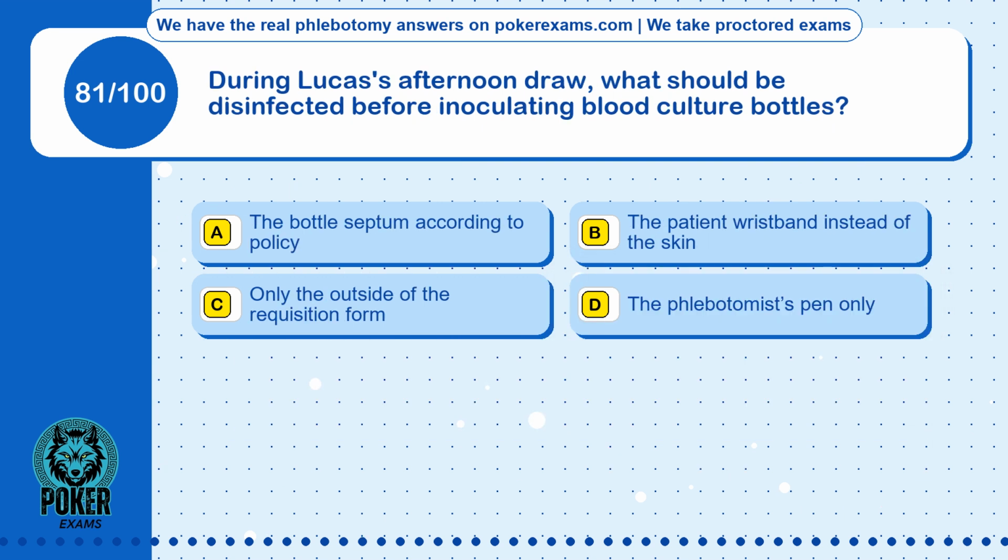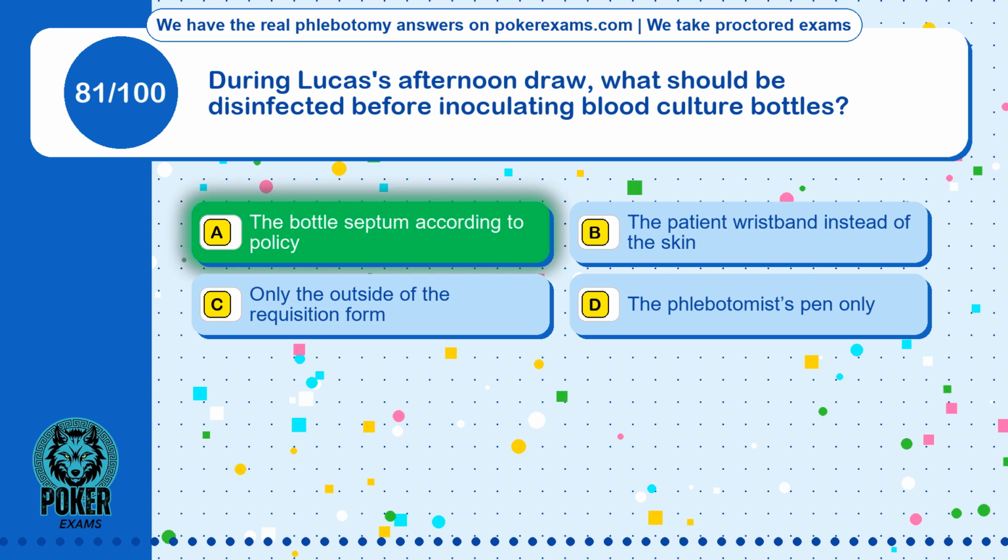Question 81. During Lucas's afternoon draw, what should be disinfected before inoculating blood culture bottles? Option A. The bottle septum according to policy. Option B. The patient wristband instead of the skin. Option C. Only the outside of the requisition form. Option D. The phlebotomist's pen only.